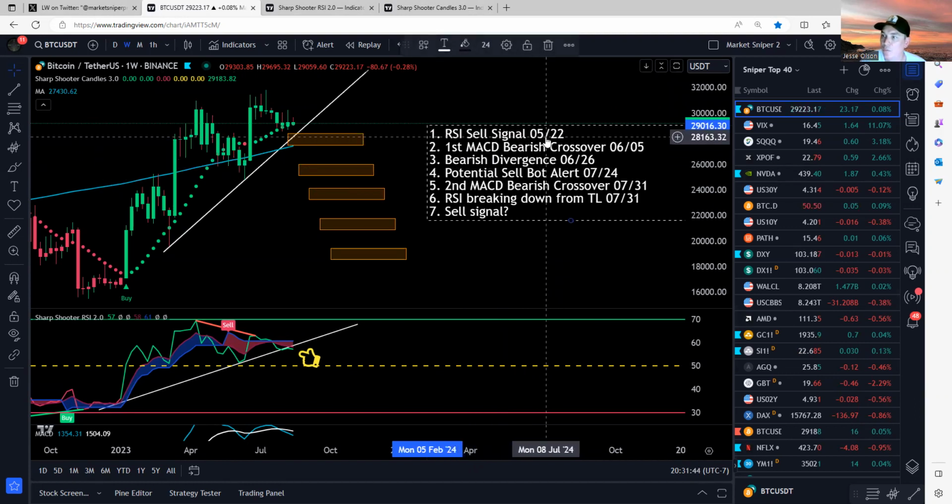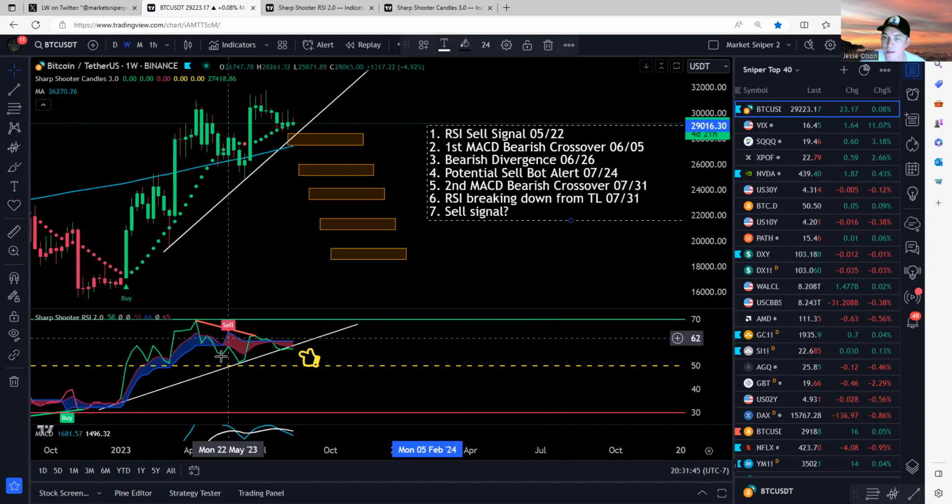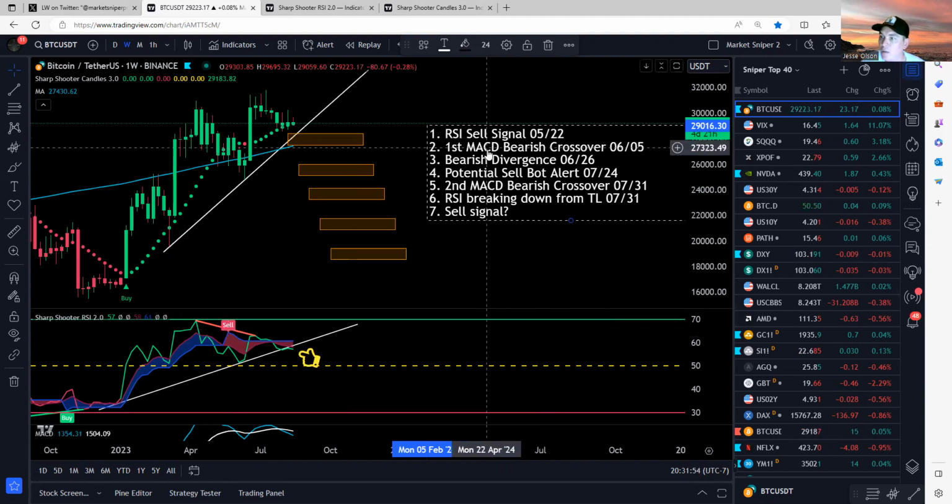RSI sell signal was on May 22nd, the week of May 22nd, right? So right there, as you can see, there's a sell signal. The second thing that happened was the first MACD bearish crossover.